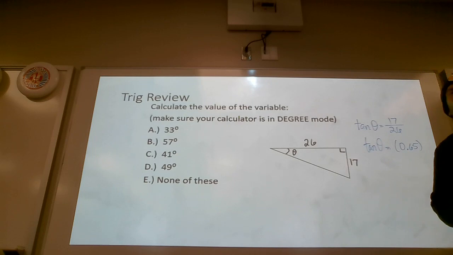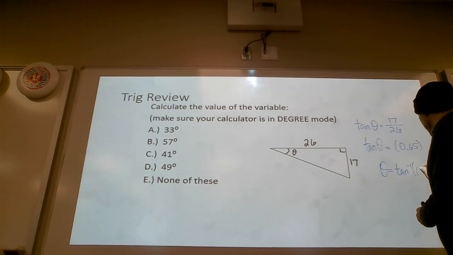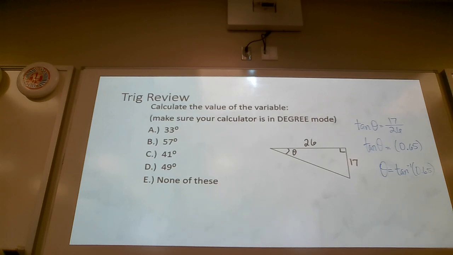But this is where some people get derailed. How do you get the tangent over theta by itself? You get this cool function called inverse tangent. How do you do that on your calculator? You hit second or shift, and then the label right above tangent should be tan -1. That's inverse tangent. So you go inverse tangent 0.65 or inverse tangent 17 divided by 26 in parentheses. Correct answer is 33, eh?